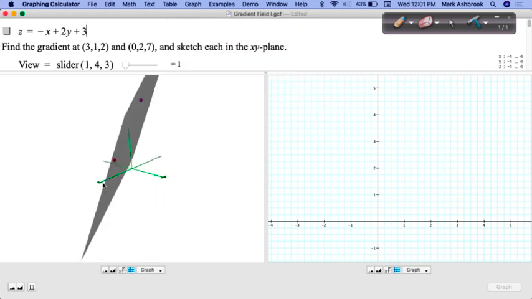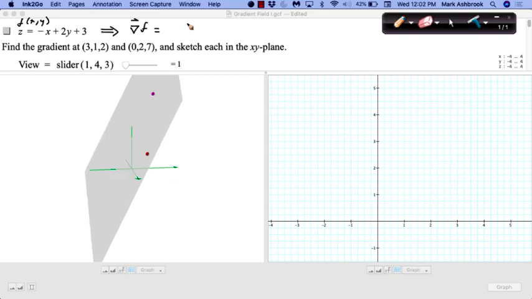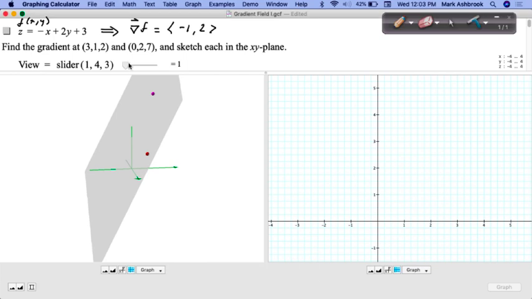So there are those 2 points. So I found the gradient function to be -1, 2. Then what's the gradient at 3, 1, 2? Would it just be -1, 2? He wants -1, 2. So did you sketch that? Okay, and what about the gradient at 0, 2, 7? -1, 2.